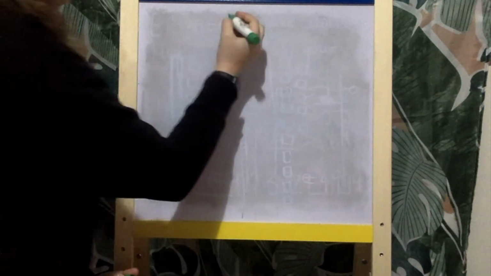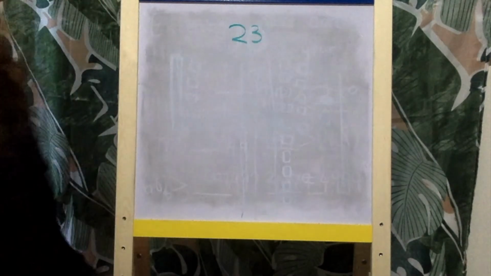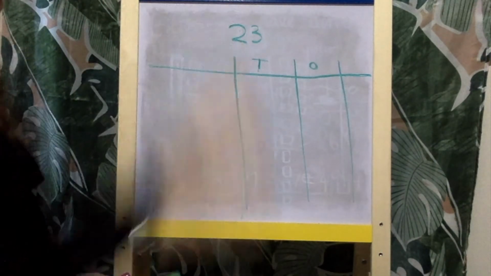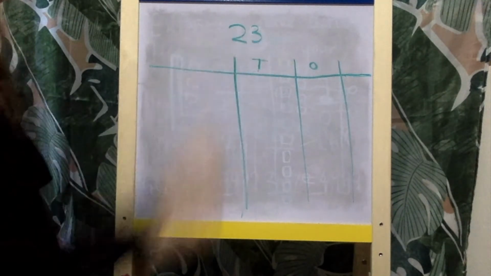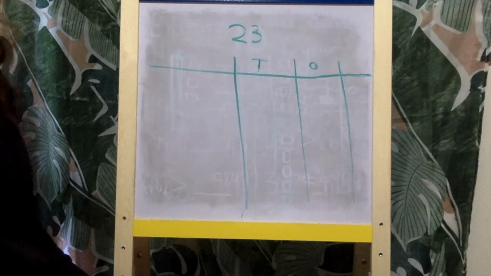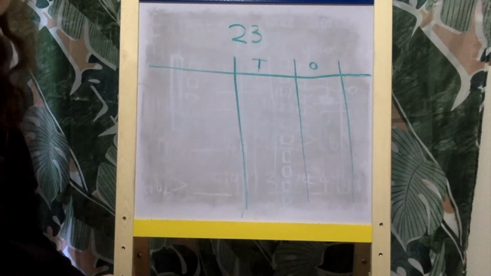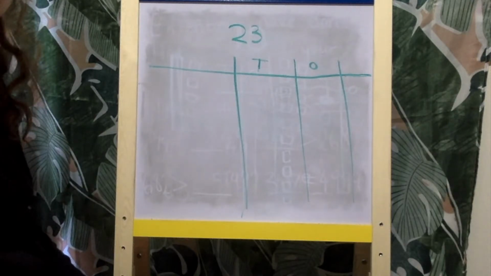I'm going to use 23 to start off with. We don't need a hundreds column because we're only using 2 digits. We're only going as high as 10. Now, our job today is to show this number using standard and non-standard partitioning skills.